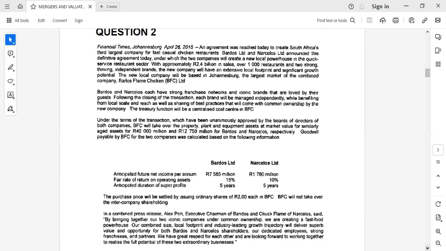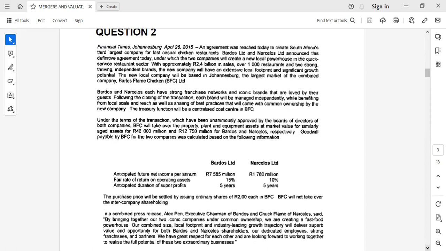Question 2. Financial Times, Johannesburg, April 26, 2015. An agreement was reached today to create South Africa's third largest company for fast casual chicken restaurants. Bados Limited and Naselos Limited announced this definitive agreement today, under which the two companies will create a new local powerhouse in the quick service restaurant sector.